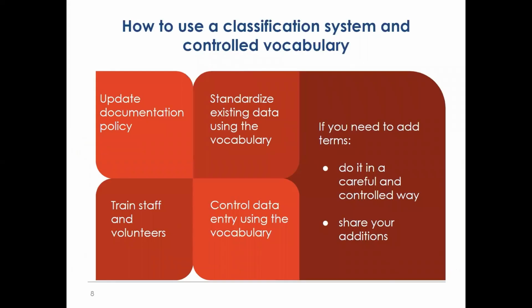To use a classification system and controlled vocabulary, record your choice of controlled vocabularies in your museum's documentation policy. Train staff and volunteers to use the vocabulary and classification tools. Use the controlled vocabulary to identify and fix incomplete, inaccurate, or non-standard data that already exists within your system. And whether you use collections management software or not, use the vocabulary and classification system to control new data entry. And if you need to add terminology to the vocabulary, do it in a careful and controlled way and share your additions with the organization that maintains the vocabulary.